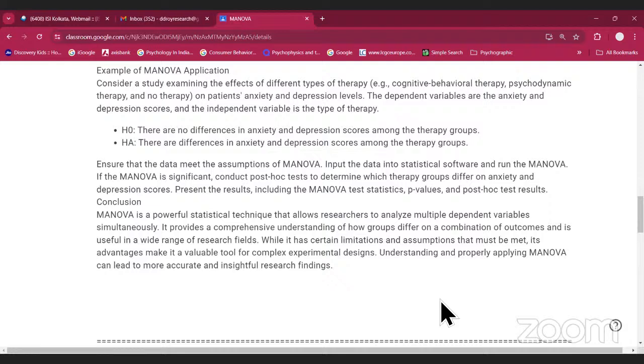Right, sir. But why two, sir? With ANOVA, we can have two or more, I mean, more than two. Yeah, more than two. But the dependent variable will be one, right, with ANOVA. But with MANOVA, the dependent can be multiple. In the case of MANOVA, a larger number of dependent variables will be there.